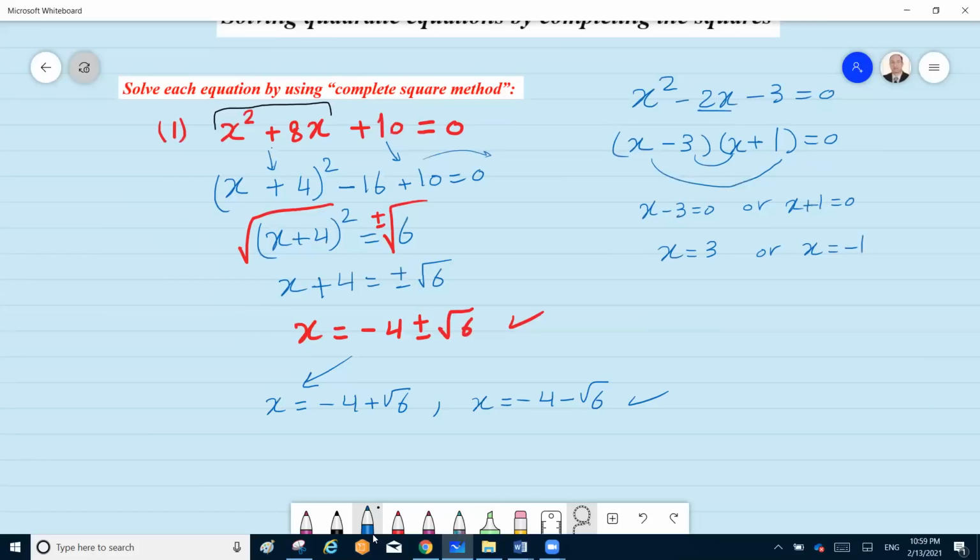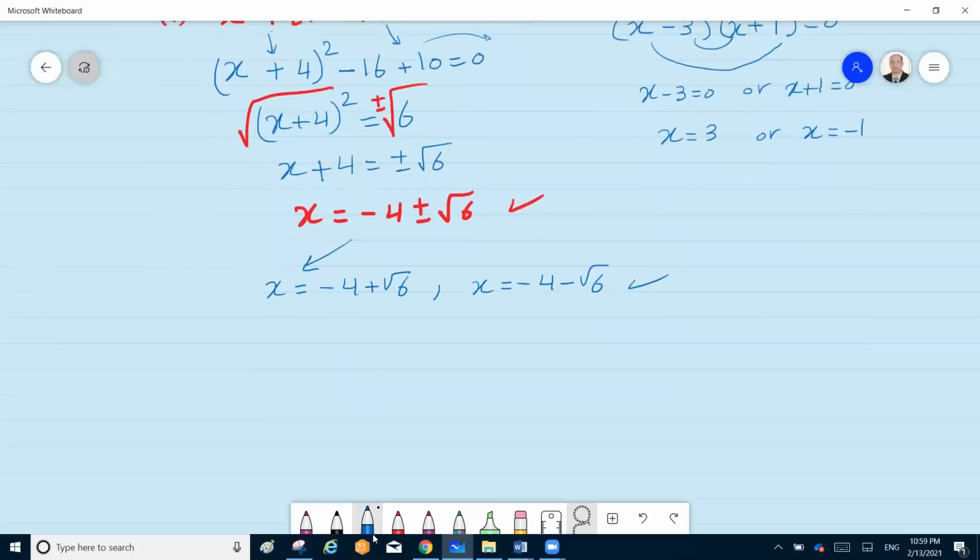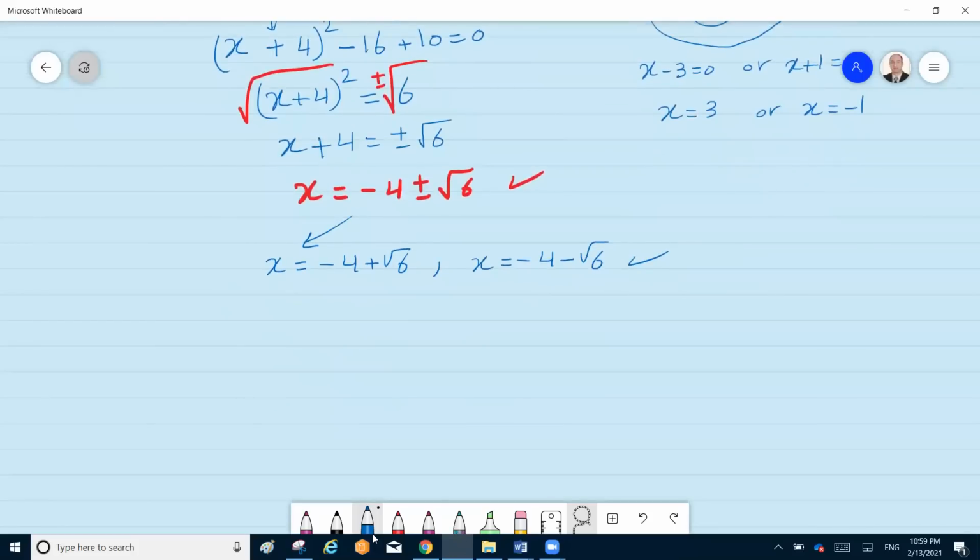Okay, you can continue to solve by the same method. Now, if you understand number one, try to solve number two with me, please. Number two, solve the equation 2x squared minus 8x plus 7 is equal to 0. How can we solve?